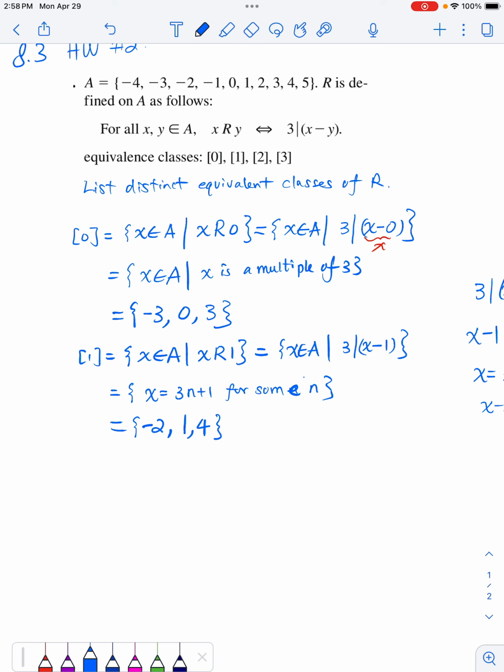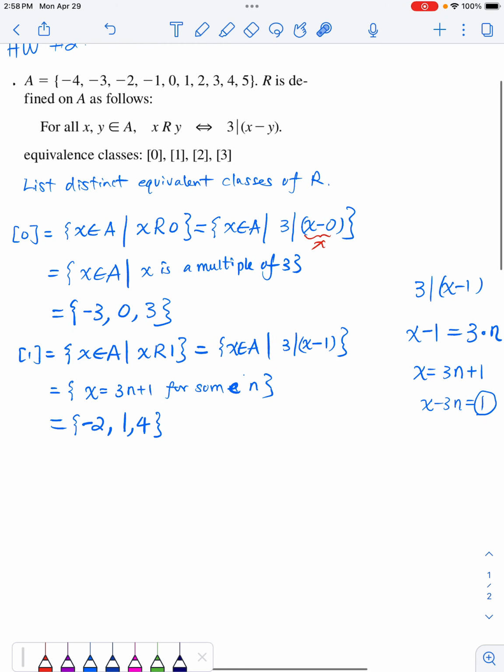Right? So we talked about how to identify. Another way for you to quickly do that is, for some n, you can just use trial and error. When n is negative 1, you see a negative 2, right? When n is 0, you see a 1. When n is 1, you see a 4. So you can quickly find those numbers in this class.